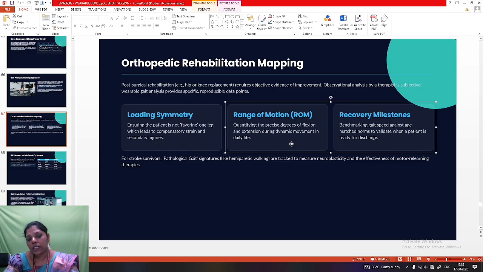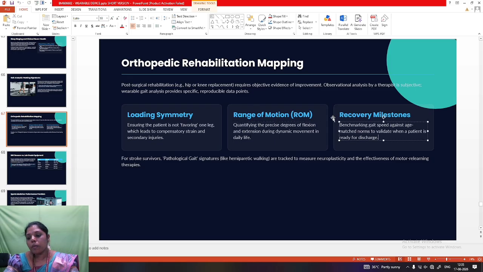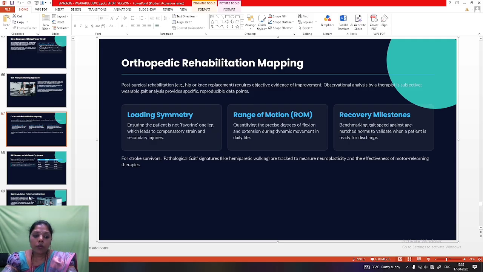Quantifying the dynamic movement practiced in daily life. Recovery milestone: benchmarking gait speed against aging and stroke survivors.